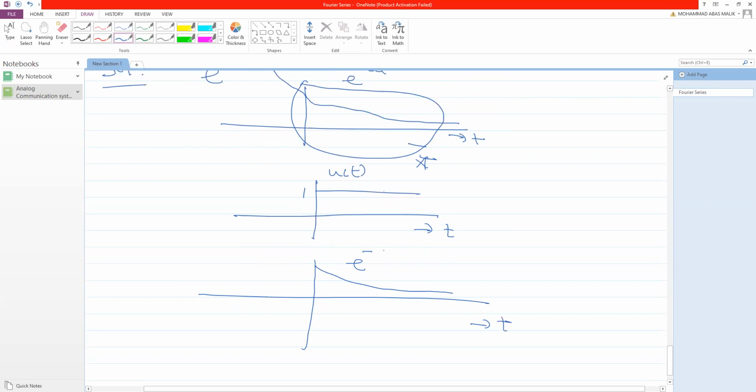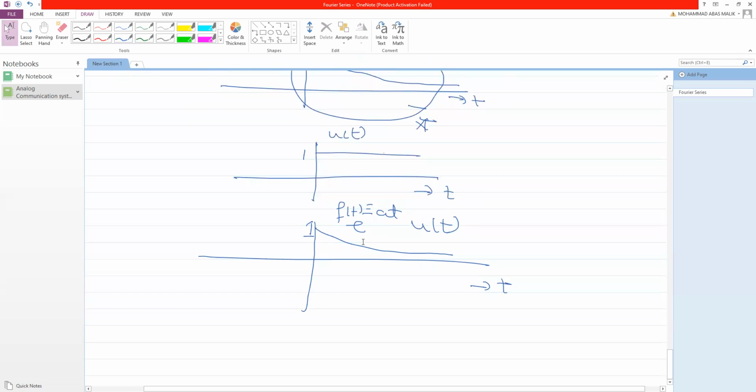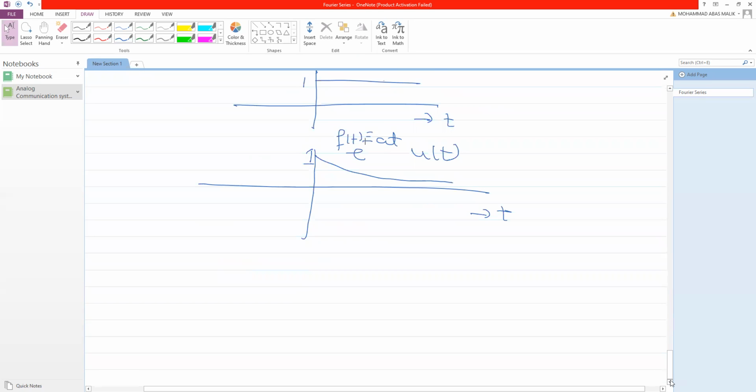So this will be e raised to the power minus at into u(t), and this value here will be equal to 1. And this is your f(t) signal, a signal whose Fourier transform you have to find, right? Anybody having any question, please tell me. No, sir. Okay.